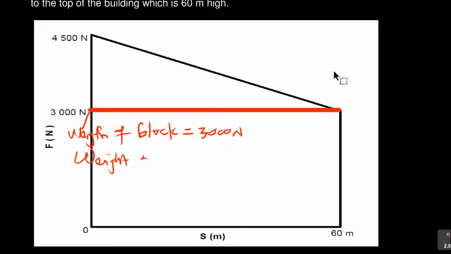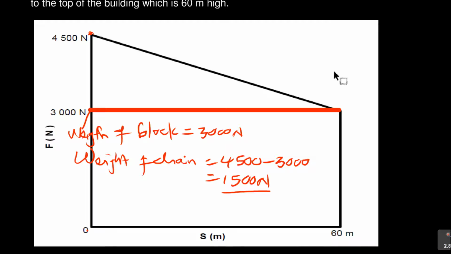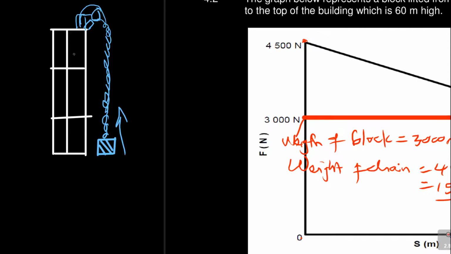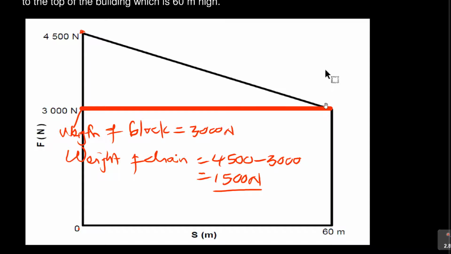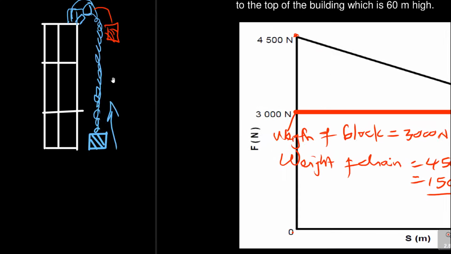Now initially the weight of the chain, you start at 0, you see it is 4,500, but remember there is the weight of the block. So you're going to say 4,500 minus 3,000, which is the weight of the block. Then you're going to get 1,500 newtons. That is the weight of this chain at the beginning. Just know that. But remember, as you are pulling this chain, the moment the block is somewhere here, there is no more chain left. That's why the weight of the chain now is at 0. You see, what is left is only the weight of the block. The block is still weighing 3,000.